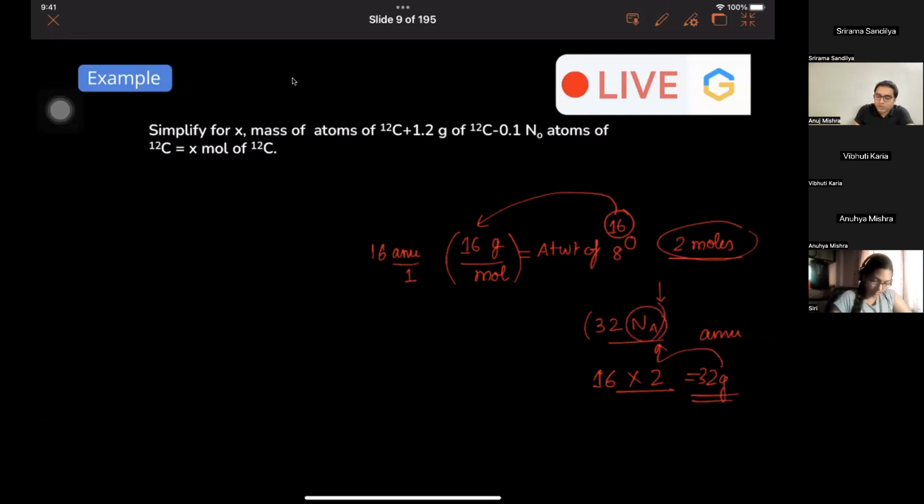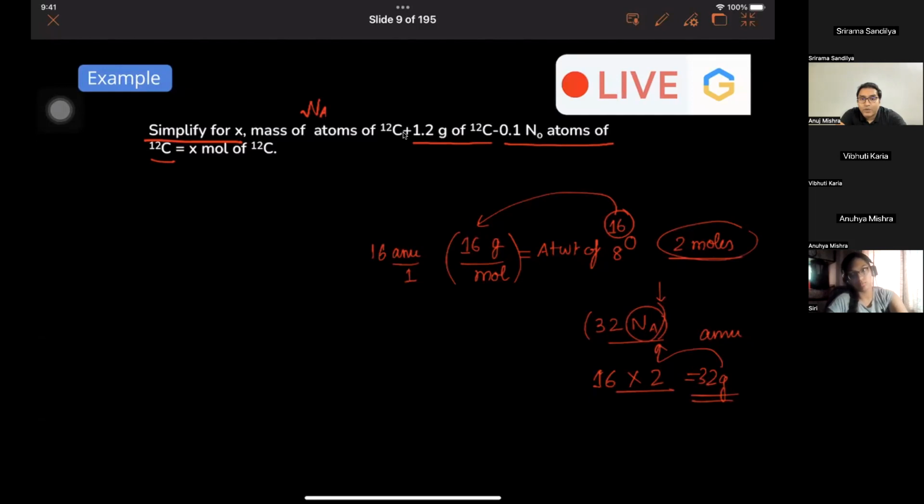So let's try this question. Simplify for X. The question is the mass of a certain number of atoms of C12. So here actually I'll put Na here. Let's say Na atoms of this. 1.2 grams of 6C12 minus 0.1 Na atoms of 6C12. But before I proceed for this question, let me ask all of you, how many of you understood the AMU concept? Please tell me.